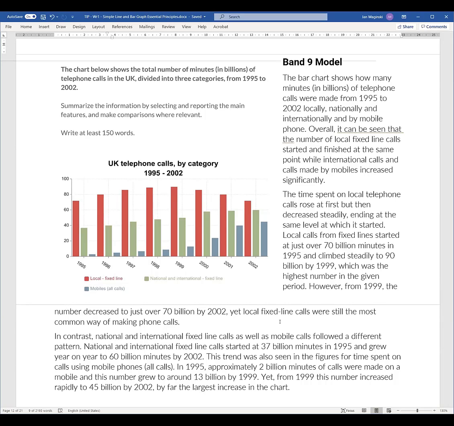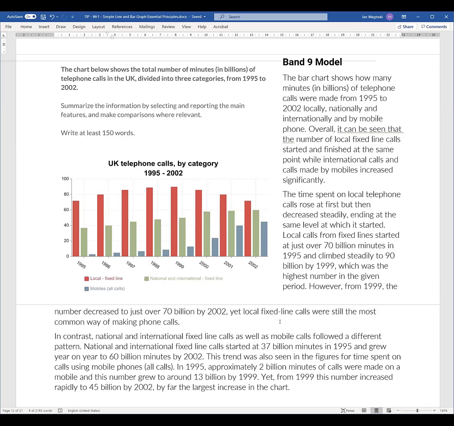The time spent on local telephone calls rose at first, but then decreased steadily, ending at the same level at which it started. Local calls from fixed lines started at just over 70 billion minutes in 1995 and climbed steadily to 90 billion by 1999, which was the highest number in the given period. However, from 1999, the number decreased to just over 70 billion by 2002. Yet, local fixed line calls were still the most common way of making phone calls.